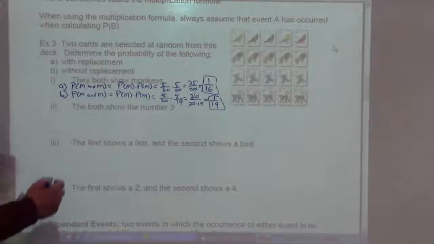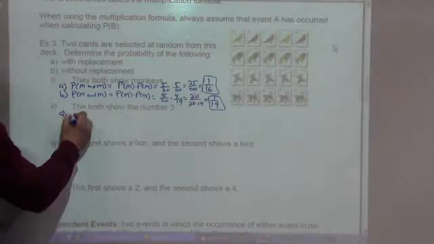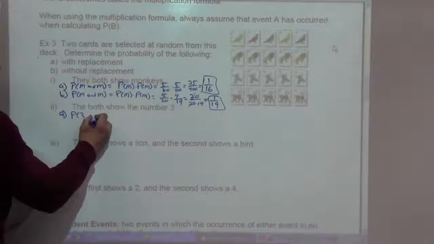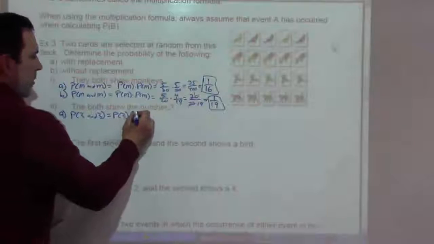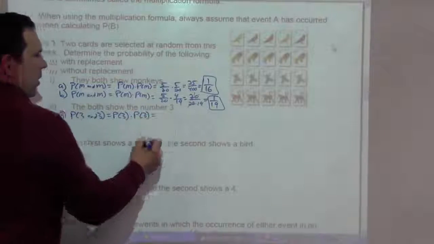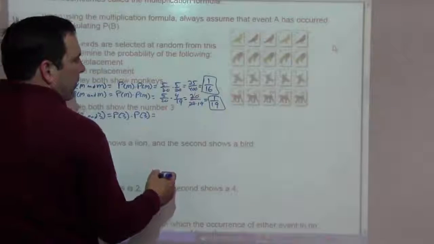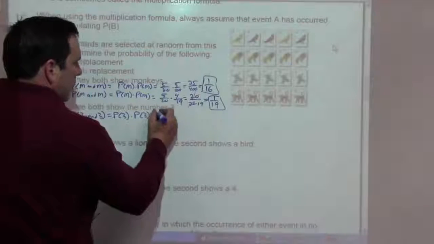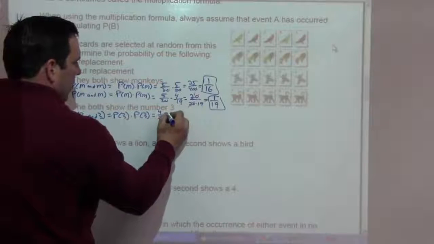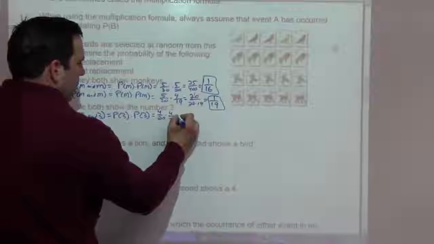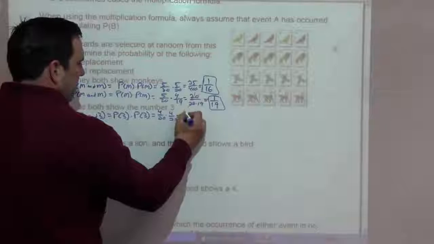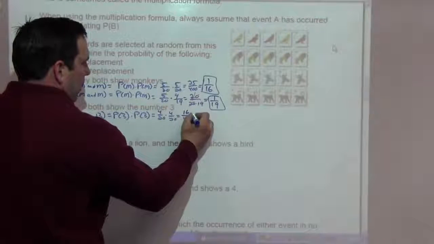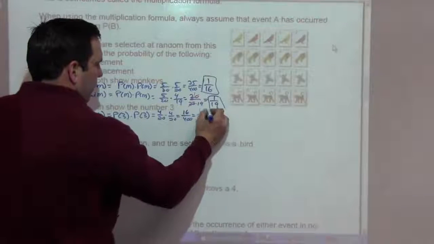Okay, what's the probability they both show 3 in the first case? Probability of 3 and 3. That's the probability of getting a 3 times the probability of getting a 3. Okay, so we have how many 3s? Looks like there are 4 3s. So 4 over 20 times 4 over 20. That'd be 16 over 400, which is 1 over 25.